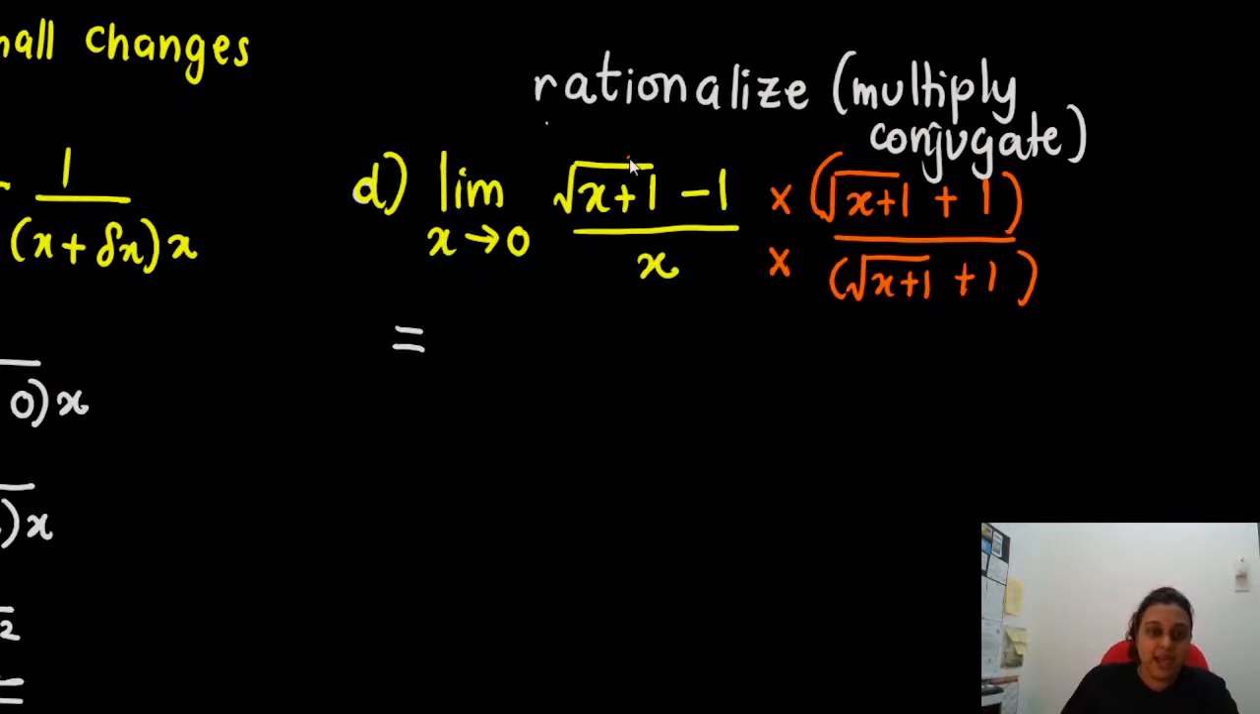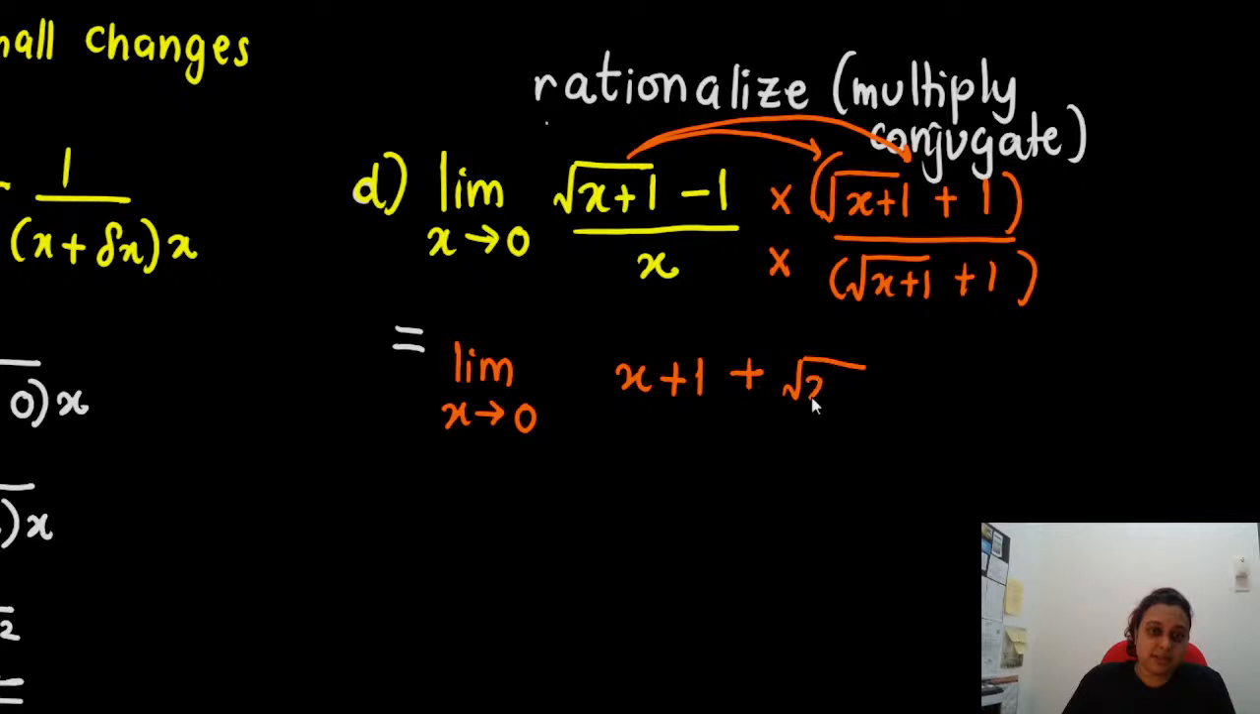Now when we multiply, make sure you multiply everything one by one. The limit must still be copied back, don't forget. Square root of x plus 1 times square root of x plus 1, you get x plus 1. Then square root of x plus 1 times negative 1 gives negative square root of x plus 1, and negative 1 times this gives negative 1.